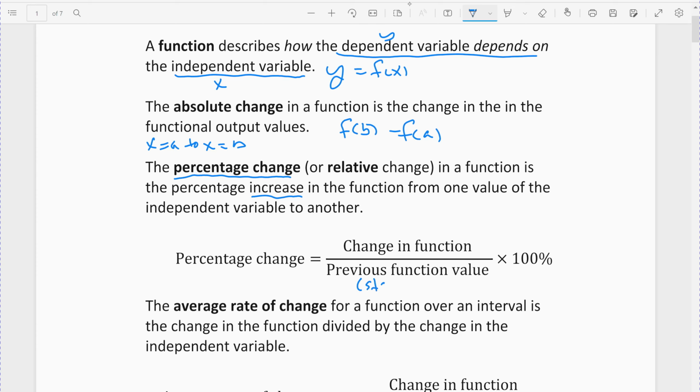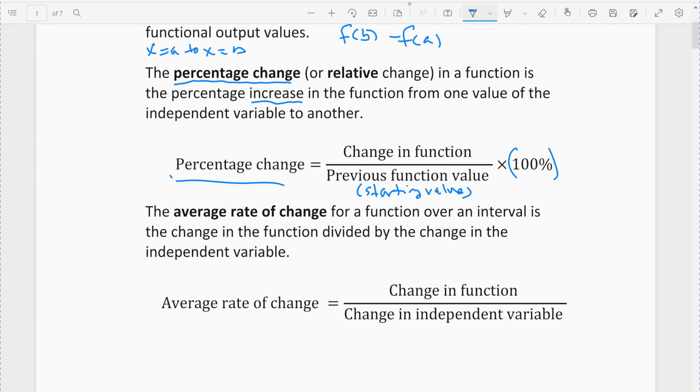This would be the starting value, where you started, the number you started at. And then you multiply by 100% to make it a percent change. That's how much the function grew as a percent of your starting value. So if your population was at 10,000 and it grew by 2%, that means it would grow by 200, so it should be at 10,200 at that point. And that's the description of the percent change.